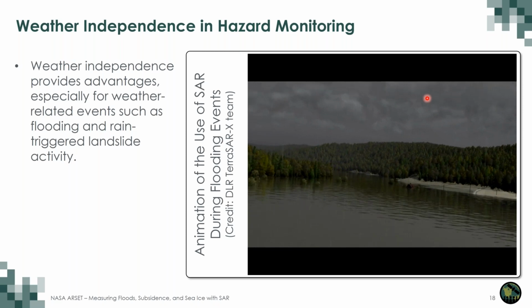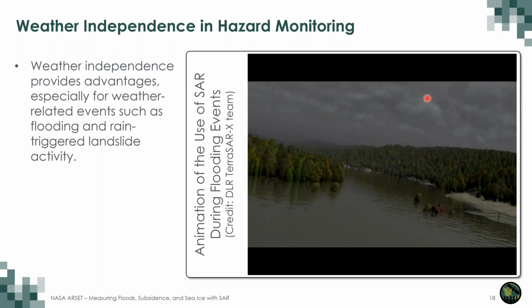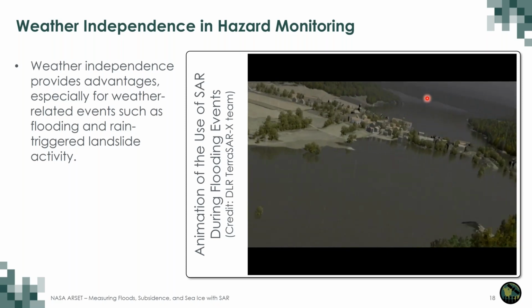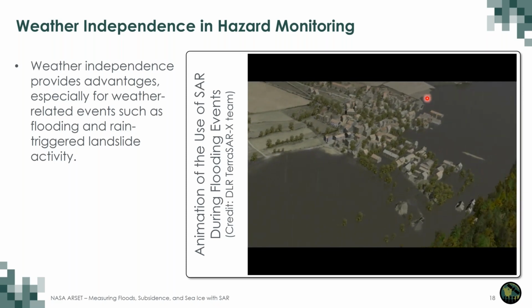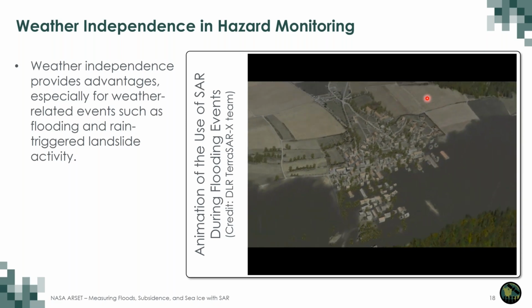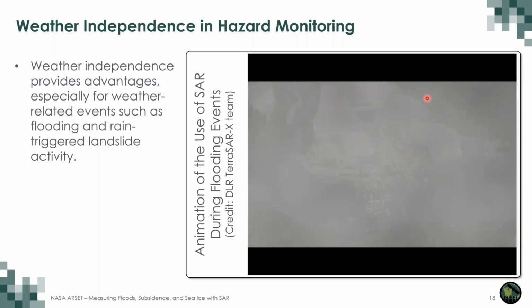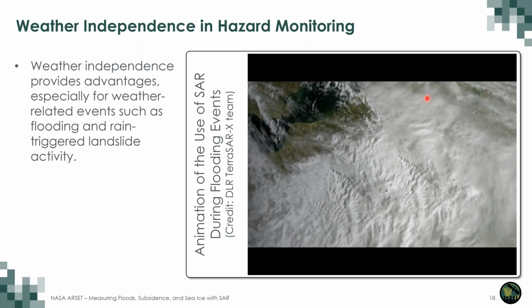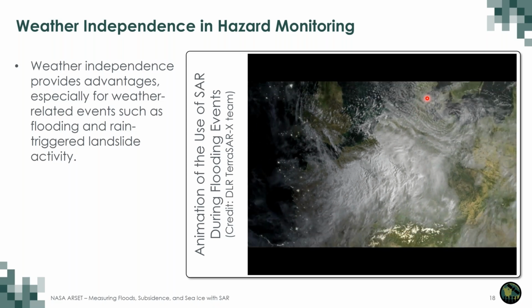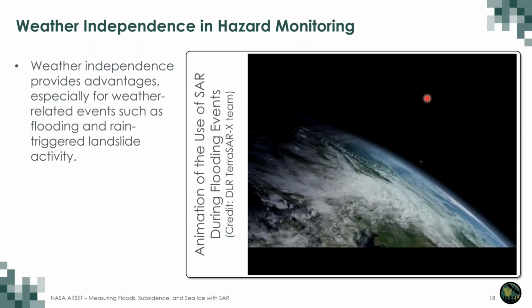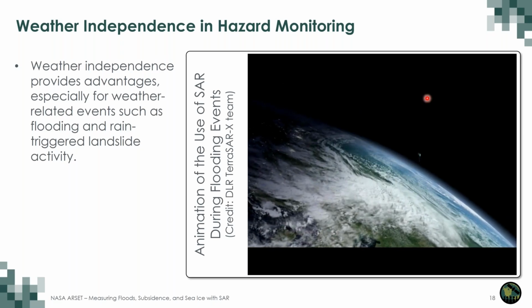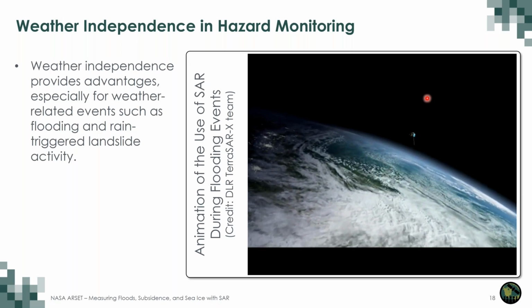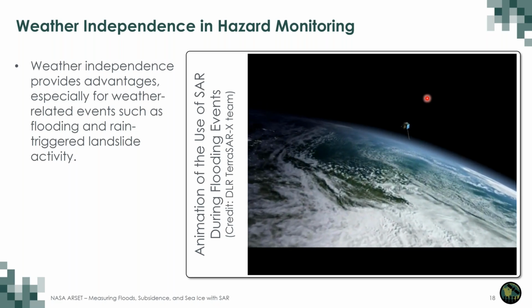This animation here, developed by the German Aerospace Center, gives you a little bit of an idea of the benefit of the weather independence of these SAR datasets, and why it is particularly important for understanding hazards related to flooding events. So the idea, as mentioned earlier, is during flooding events, usually we have poor weather conditions, we have cloud cover and rainfall, and optical datasets won't be able to see the ground from space. Ground will be obstructed by clouds.